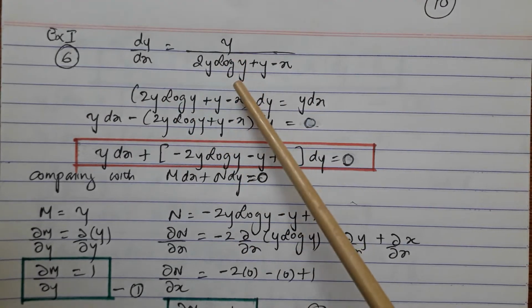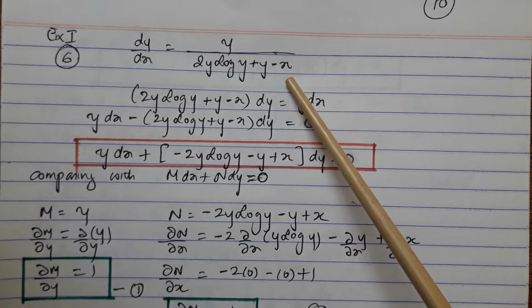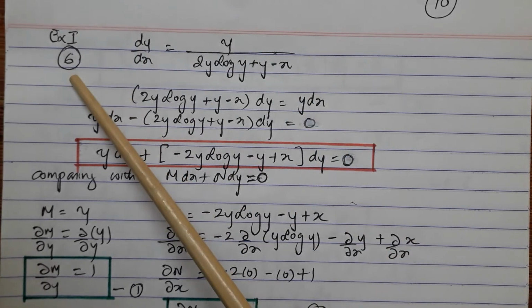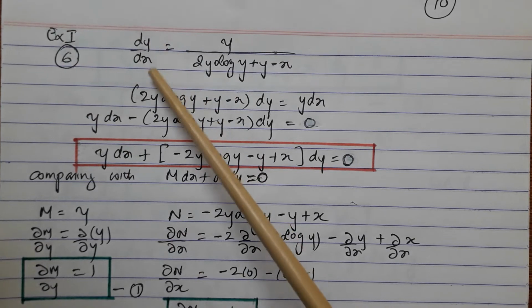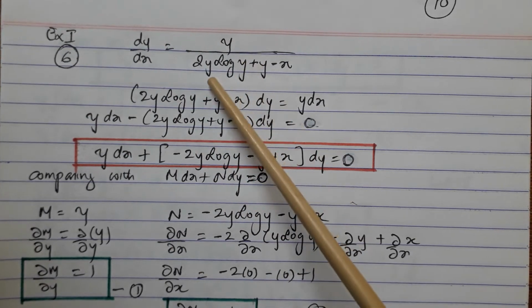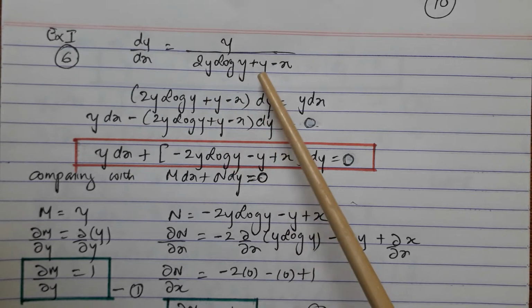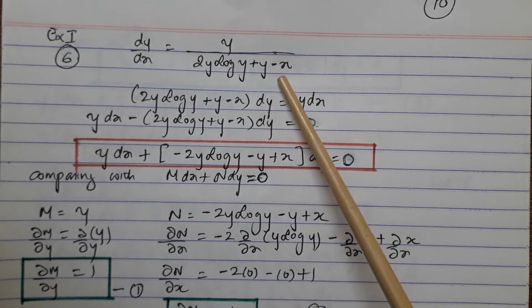In this video, we shall solve a problem from the chapter Exact Differential Equations, exercise 1, sum number 6. The given differential equation is dy by dx is y upon 2y log y plus y minus x.